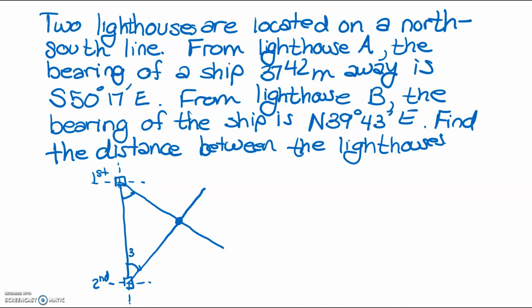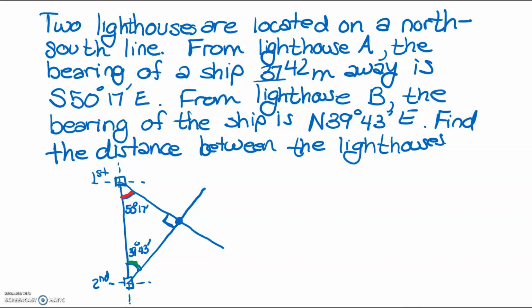So this is 39 degrees 43 minutes. This one is 50 degrees 17 minutes. So I don't know if you noticed, but if I add these two angles, the red angle and the green angle, they add to 90 degrees, which means this is a nice right triangle.